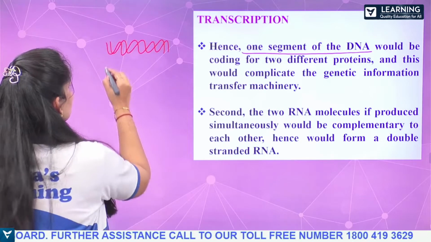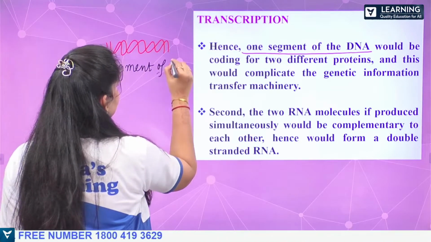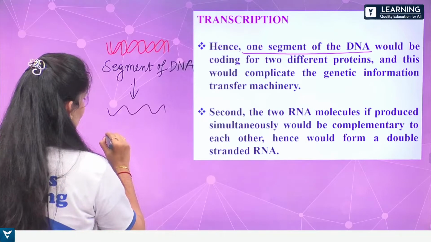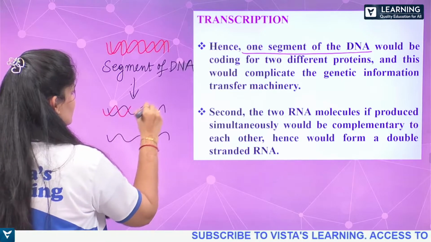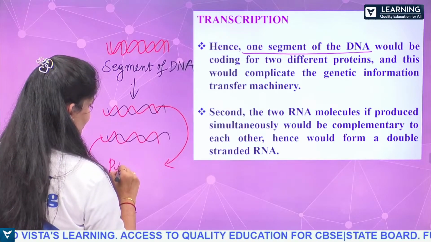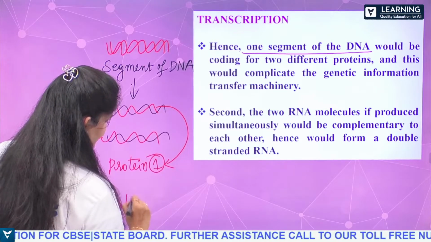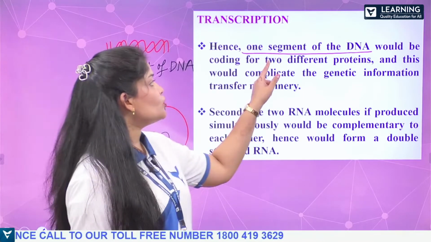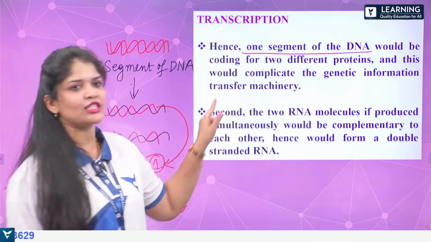Hope it is visible to you. This is a segment of DNA, right? Where both the strands are going to transcribe into mRNA. Now this will produce one protein, and second, it is going to produce another protein, say for example two different proteins, protein 1 and protein 2. And this would complicate the genetic information transfer machinery.